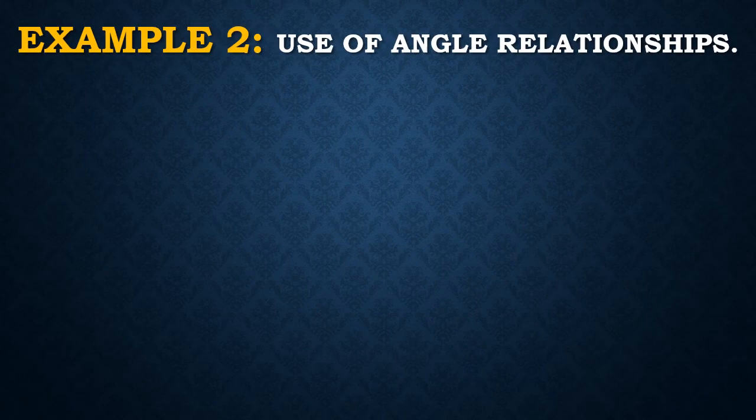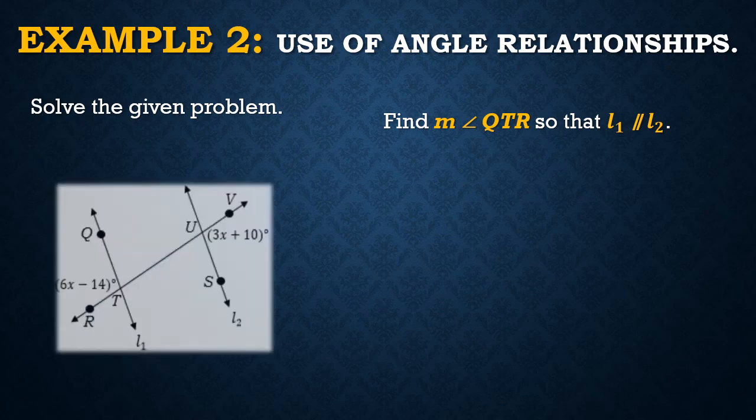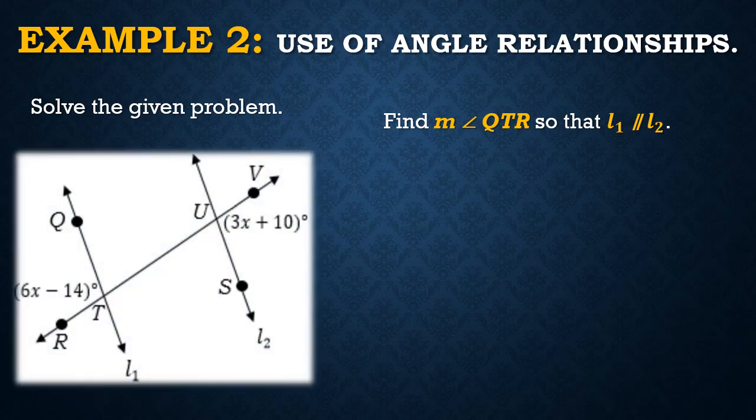Example number 2, use of angle relationships. So here we are going to solve the given problem. Find the measure of angle QTR so that line 1 is parallel to line 2. So here is our illustration. Again, we are going to find the value or the measure of angle QTR.